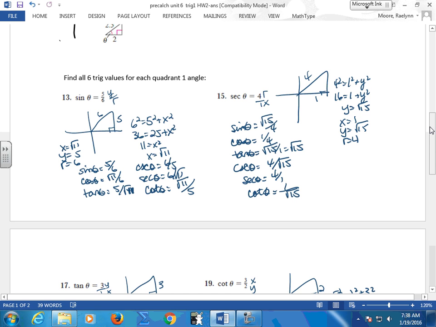Like they told you a quadrant, they have to tell you a quadrant because sine is positive in 1 and 2. But cosine is not. So they have to tell us what quadrant we're in. Figure out the missing side. Now be careful with Pythagoreans, because sometimes you're missing the radius, the hypotenuse, and sometimes you're not. In this case, we weren't. Leave your radicals in simplest radical form.